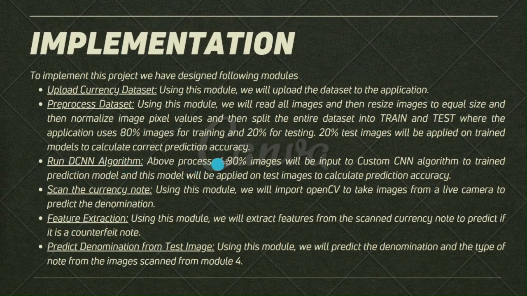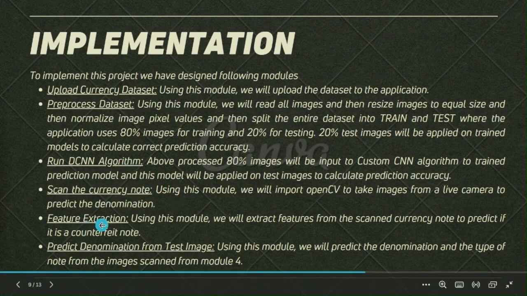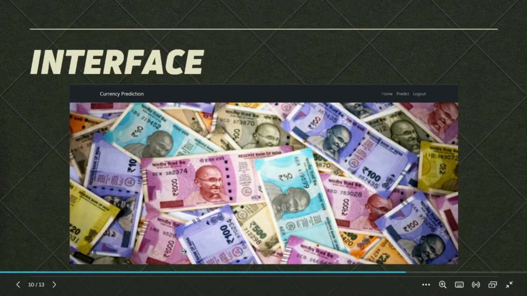DCNN algorithm. The above processed 80% images will be input to a custom CNN algorithm to train the prediction model, and this model will be applied on test images to calculate prediction accuracy. Then scan the note. Using the camera interface, we'll scan the images live. Then feature extraction. Using the model, the features are extracted and then the denomination is predicted.